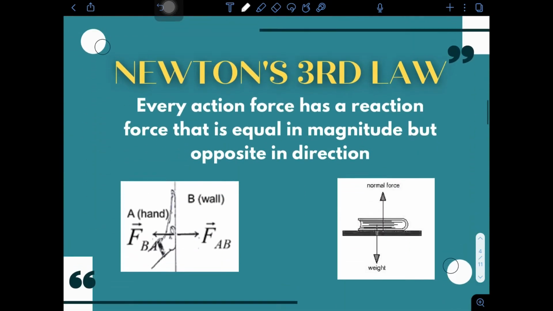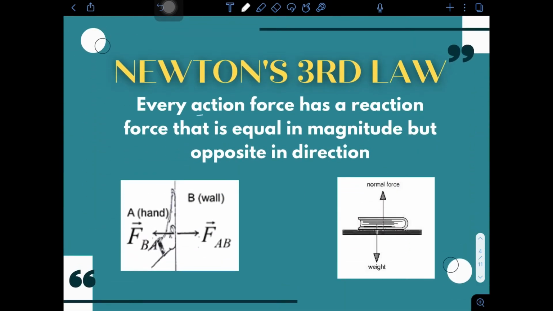Okay, so Newton's third law states that every action force has a reaction force that is equal in magnitude but opposite in direction. It means that you will have a reaction force in the opposite direction but the same magnitude, the same value of force. Let's say we have a book on a table. We have weight force W downwards, and because of the weight force, the book will have another force the same as the value of the weight force. We call it normal force in this case. The reaction force for this case is the normal force.